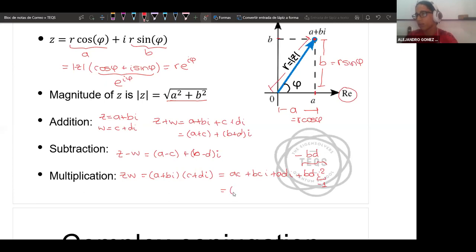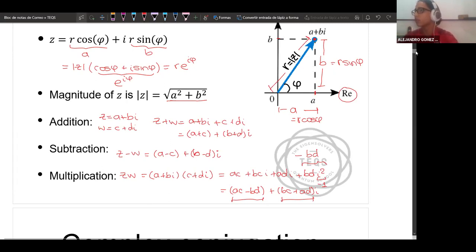So we can rearrange those terms to get the following. Plus BC plus ADi. So if we multiply two complex numbers, we get a new complex number whose components are given by this. This is the real part and the imaginary part. So it's different from the real multiplication, but it can still be done.